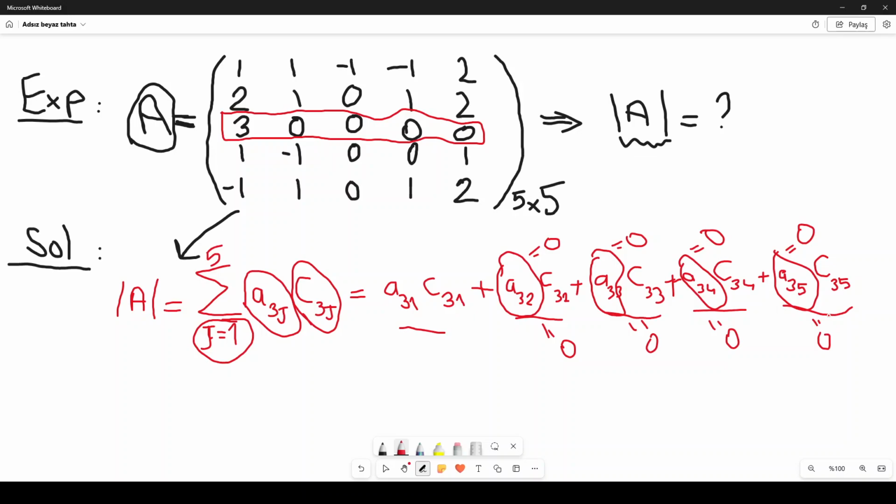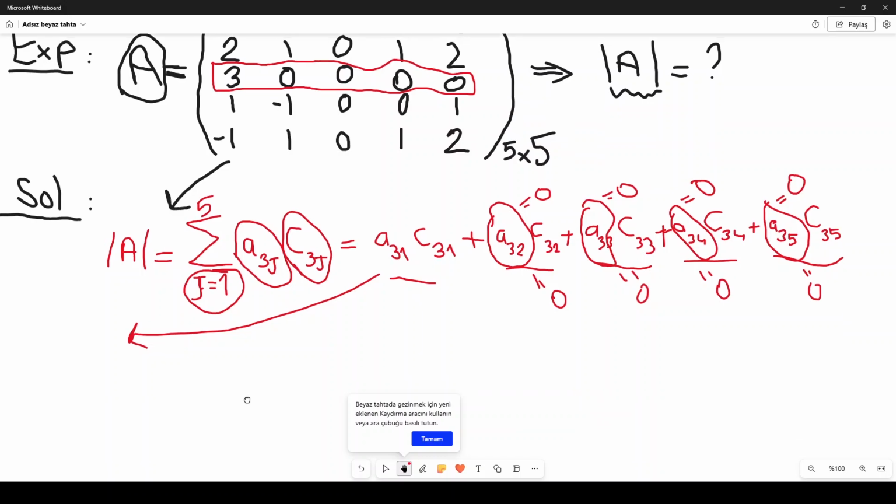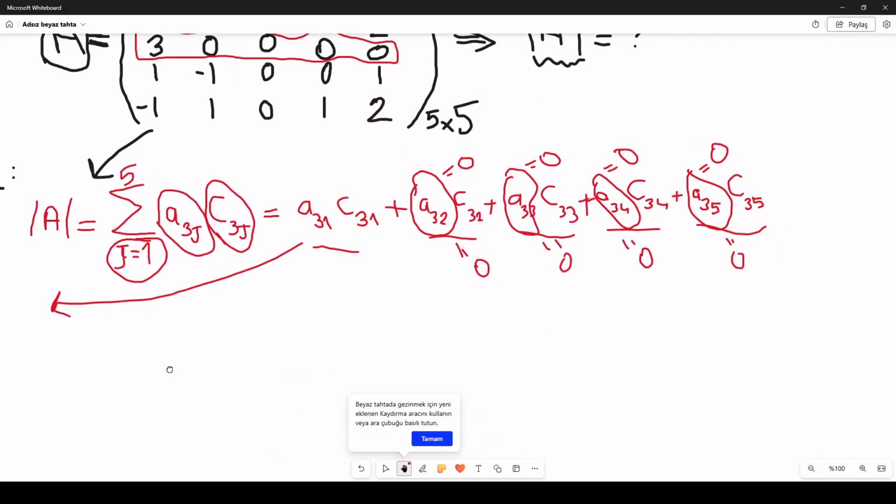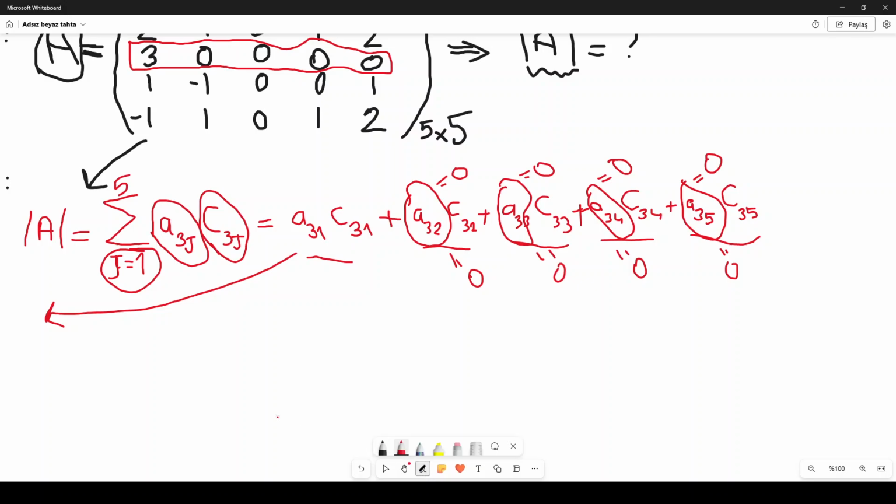So we don't need to find those cofactors, and this makes our computation much easier, right? You see we have a very easy computation here. What should we do? The only thing we need to do is compute the very first term in this summation. A31 is equal to what? It's equal to 3, right? And what is the value of the cofactor that corresponds to this entry of the matrix? Well, C31, right?